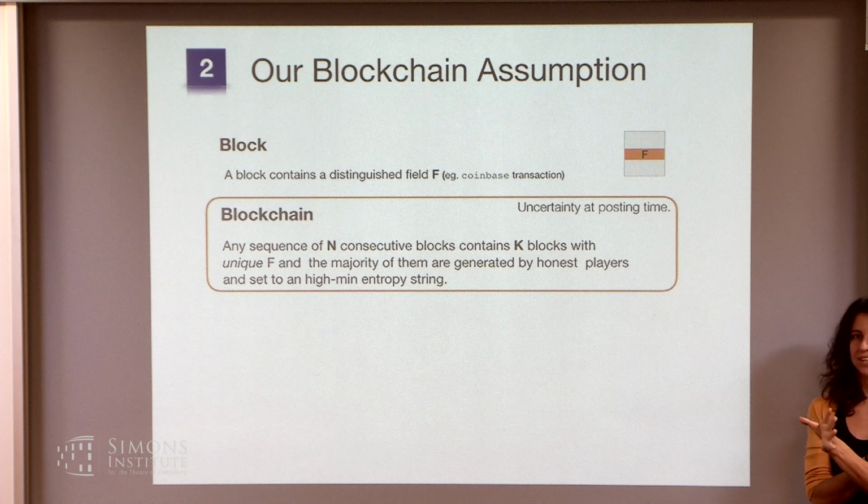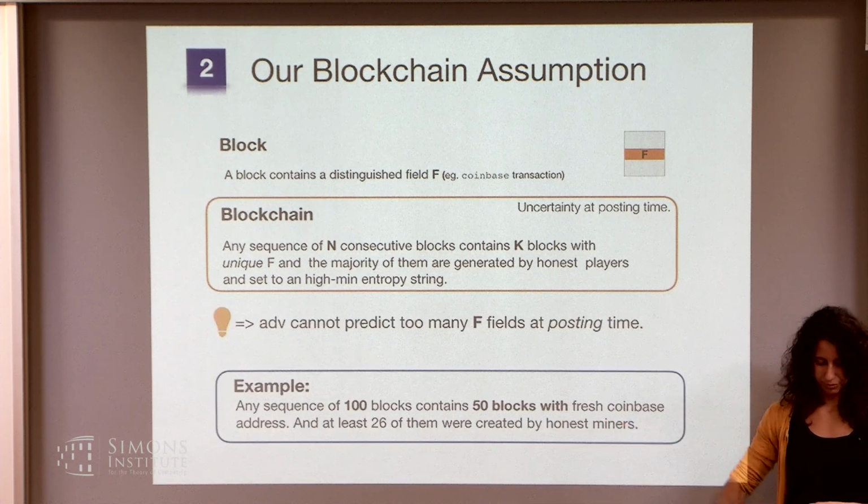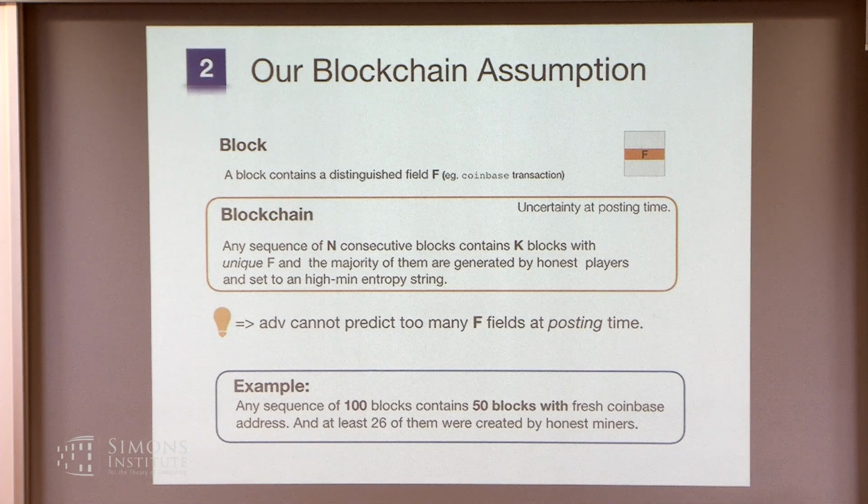Let me give you an example with Bitcoin that hopefully will clarify what we are saying. The assumption is that maybe you take any 100 Bitcoin blocks and look at the Coinbase transaction. At least 50 of them, so this Coinbase is a wallet, at least 50 transactions will have a fresh wallet, which basically means a miner will take the money on a new public key every time. And of these 50, at least 26 were computed by an honest party. That's basically what we're assuming.